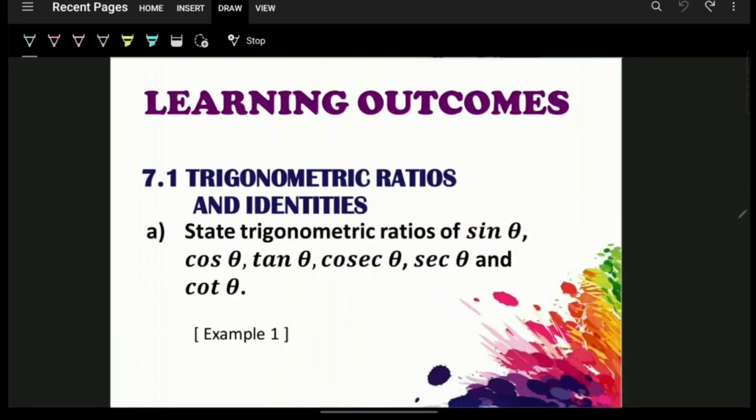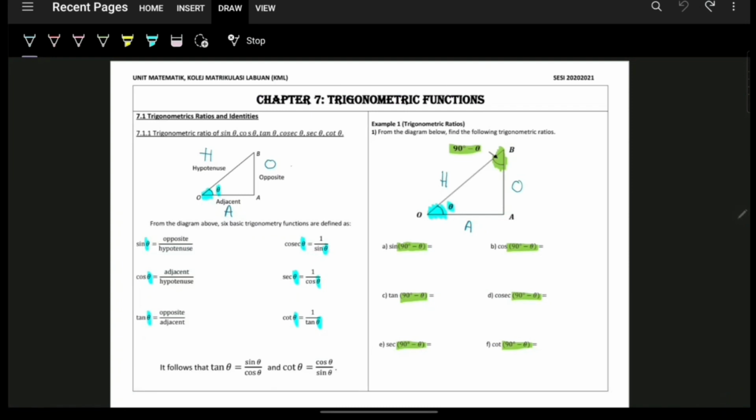(7.1) Trigonometric ratios and identities. A. State trigonometric ratios of sin theta, cos theta, and so on, example 1. This is the first part of the trigonometric functions. We are going to learn and revise again on trigonometric ratios and identities.